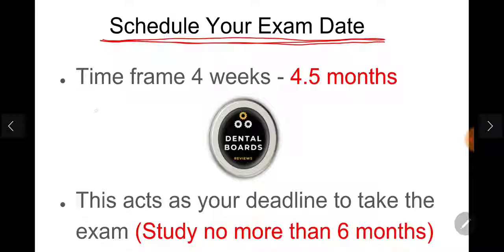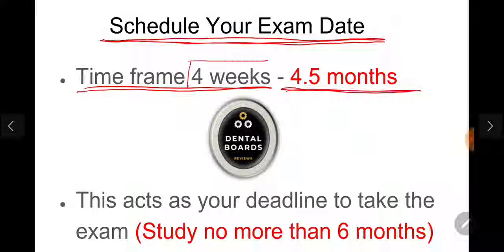Now, in terms of the time frame, when should you schedule the exam? Should you schedule it in 4 weeks, or in 4.5 months? So ideally, if you are a graduate of the US, if you're in dental school right now, okay, if you're a graduate of US dental schools, it should take you about 4 weeks to prepare for this exam. Serious studying.